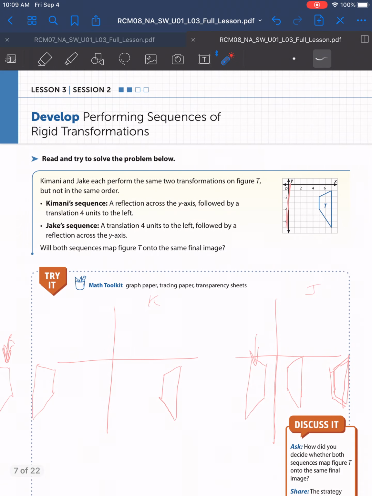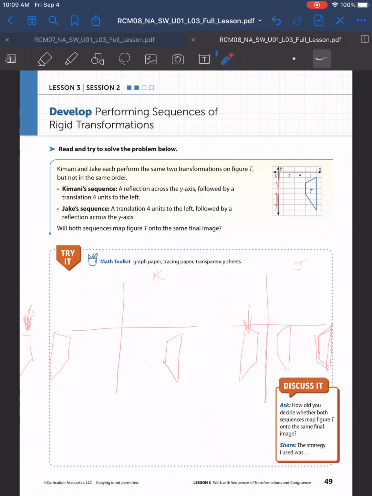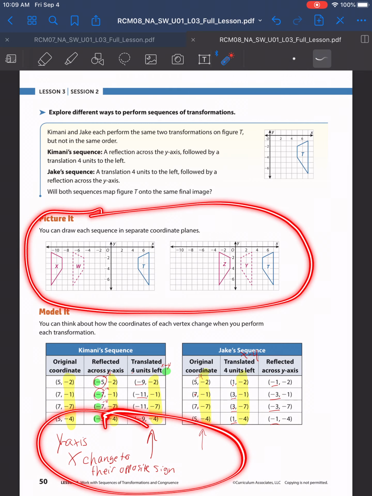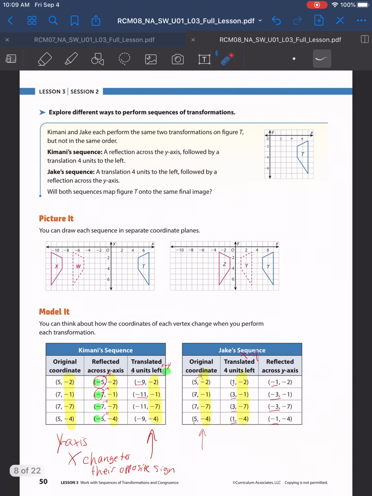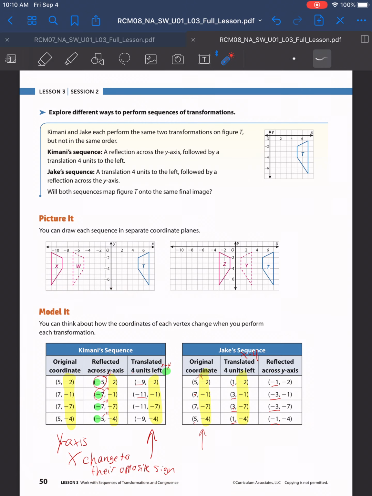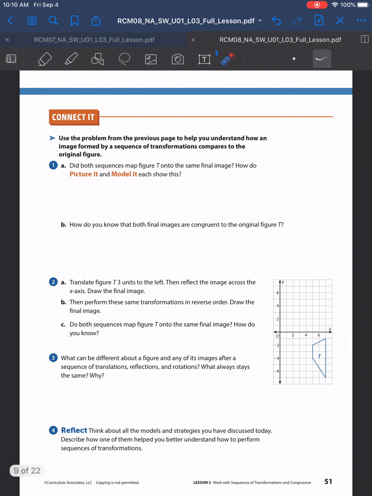So could we have solved this problem without drawing it? Yes, if we would have known these rules. Okay? So picture it as showing how we can draw it, kind of like how we did right here, and then model it as showing us how we can use math to figure it out. The big thing I want you to remember is if it reflects across the y-axis, that means x coordinates change to their opposite sign. I bet you guys can assume that if you reflected it across the x-axis, that the y coordinates would change to their opposite sign. Okay, let's answer these questions.